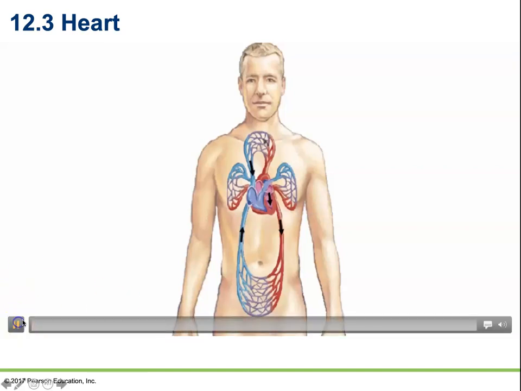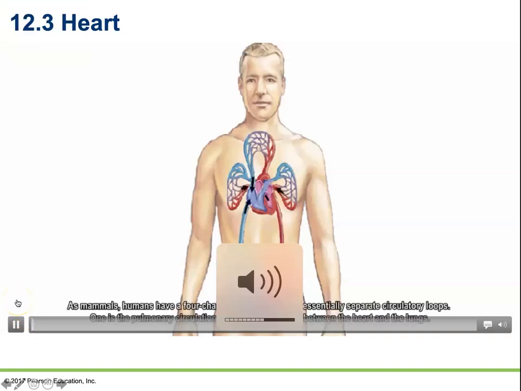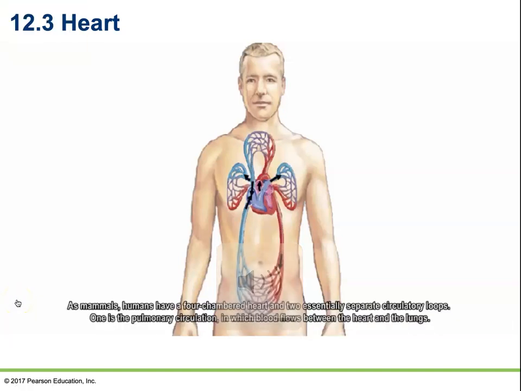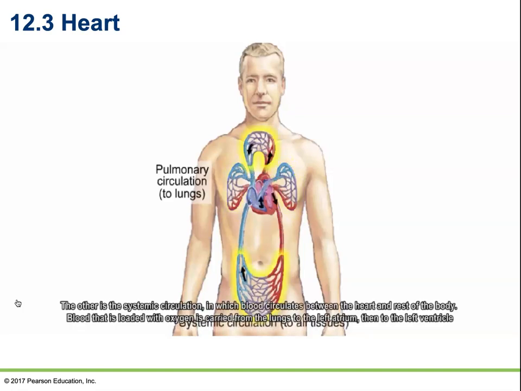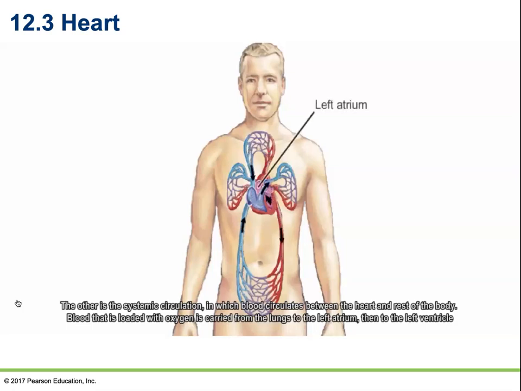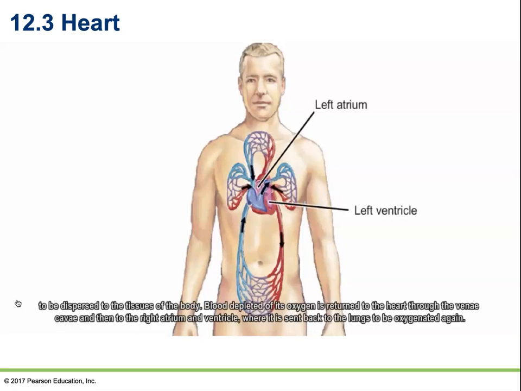As mammals, humans have a 4-chambered heart and 2 essentially separate circulatory loops. One is the pulmonary circulation, in which blood flows between the heart and the lungs. The other is the systemic circulation, in which blood circulates between the heart and the rest of the body. Blood that is loaded with oxygen is carried from the lungs to the left atrium, then to the left ventricle to be dispersed to the tissues of the body.